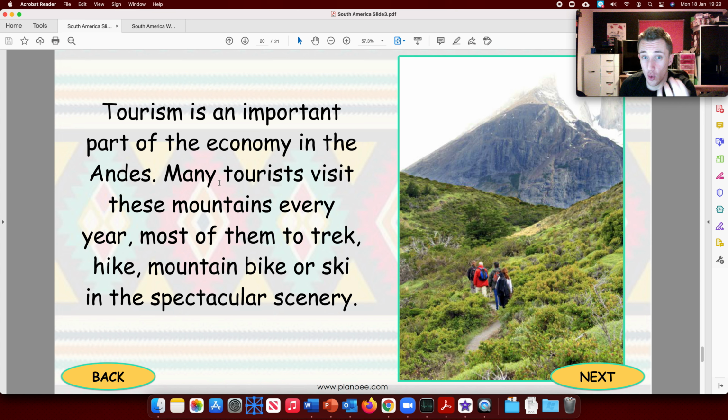Another way the Andes is important is because it's a really popular tourist spot. Not so much at the moment, but normally. Tourism's a really important part of the economy in the Andes. Many tourists visit these mountains every year. Most of them to trek, hike, walk, go on the llamas, mountain bike or ski. Because don't forget, although it is warm in certain parts, it's very cold in others. We saw in the last lesson the different climates in the different parts of South America.